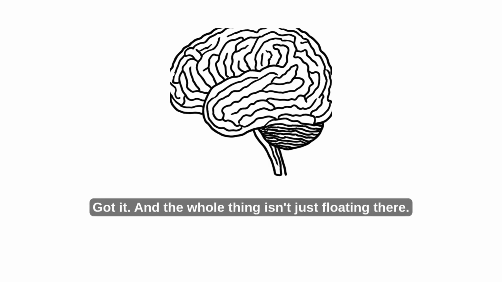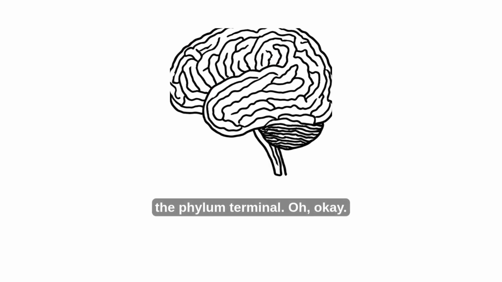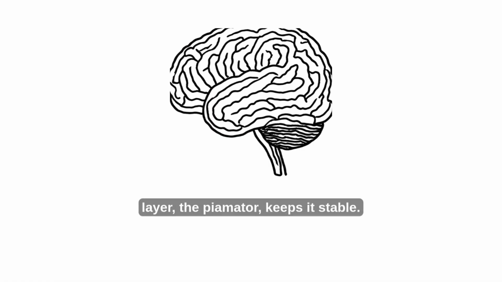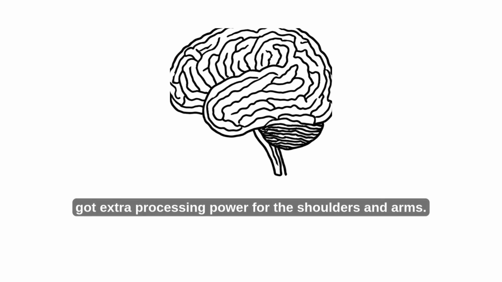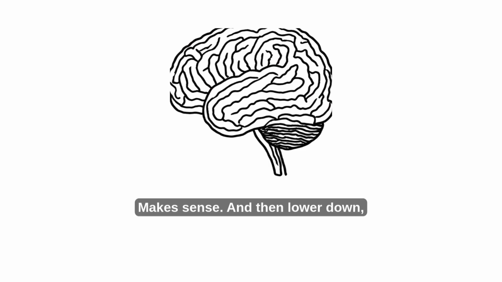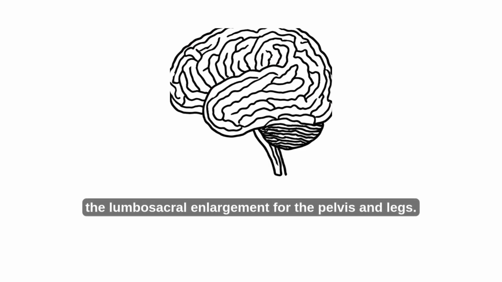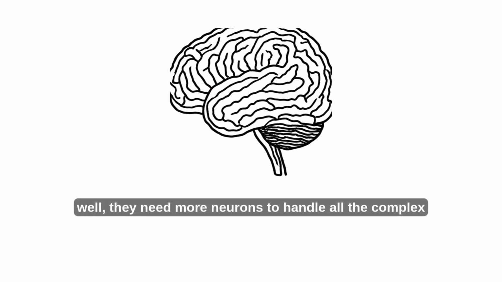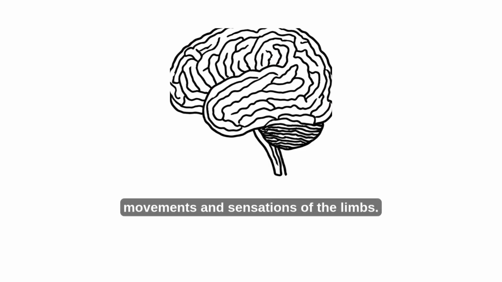You got it. And the whole thing isn't just floating there. It's anchored down at the bottom to the coccyx by the filum terminale, which is basically just a thin strand of the innermost protective layer, the pia mater, that keeps it stable. And the cord isn't uniform in width either, is it? There are those enlargements. Right. Two noticeable bulges. The cervical enlargement up top that's got extra processing power for the shoulders and arms. Makes sense. And then lower down, the lumbosacral enlargement for the pelvis and legs. They're visibly wider because they need more neurons to handle all the complex movements and sensations of the limbs.